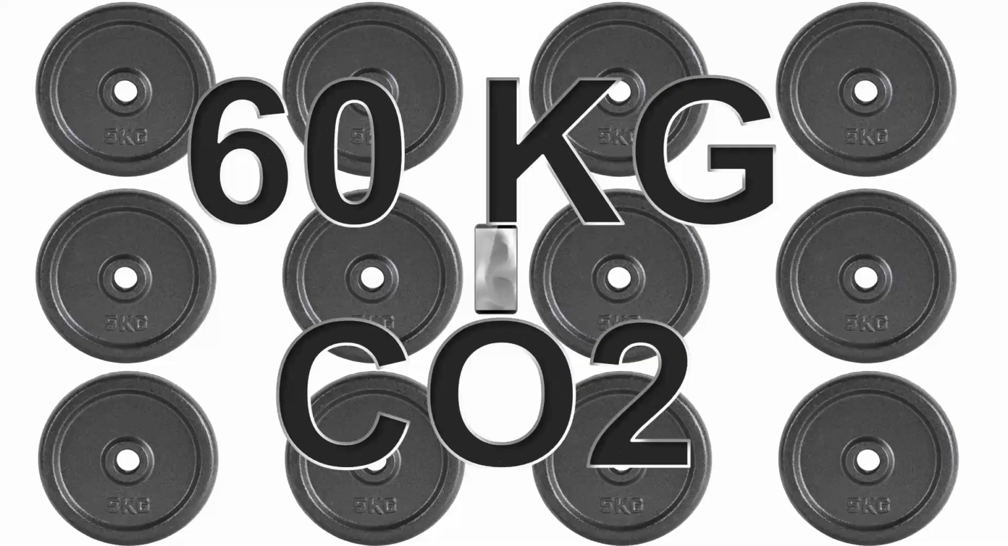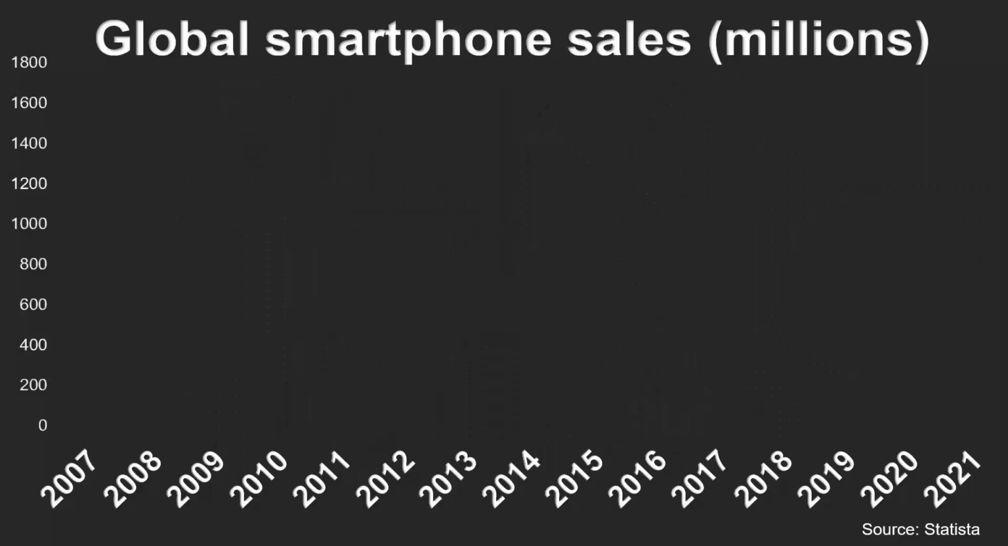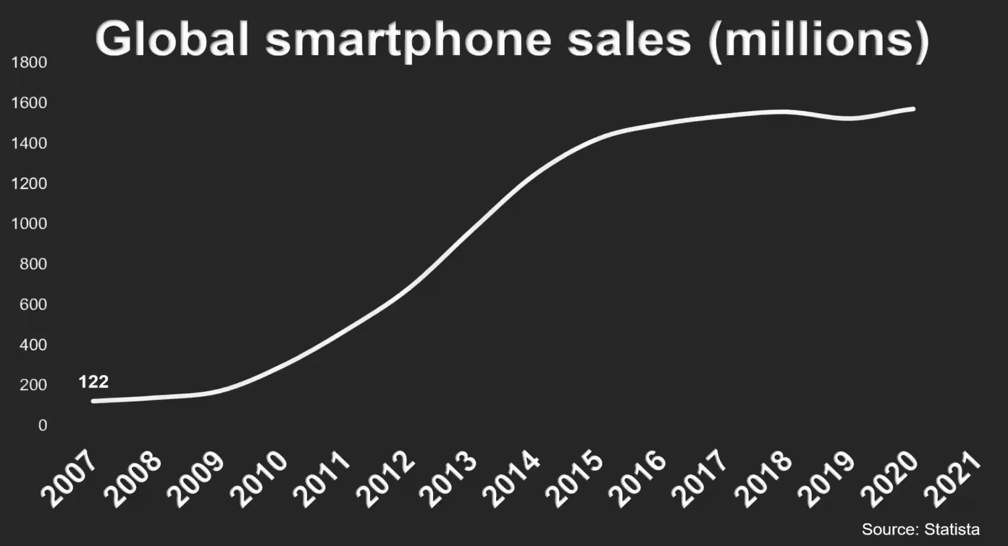A typical smartphone is about 60 kg of CO2 to manufacture. Using a smartphone for a year causes somewhere between 3 and 5 kg. So you get the essential relationship: a huge amount of the waste, a huge amount of the damage occurs during the manufacturing process. So there are rules we can take from that. Global smartphone sales, 122 million in 2007, right?